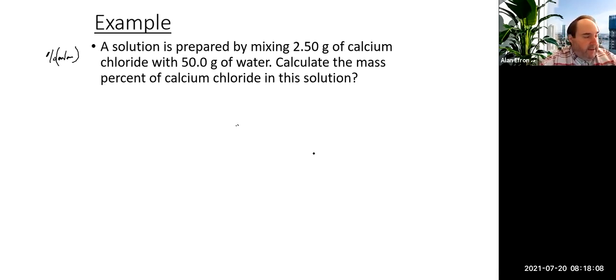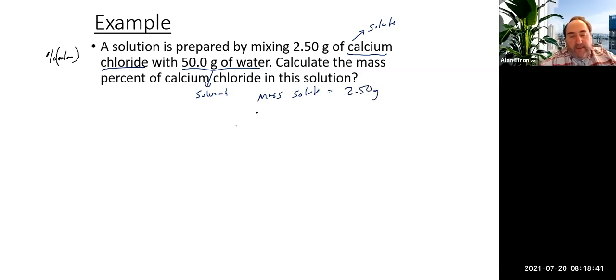Okay, let's take a look here. So we're making a solution by taking 2.5 grams of calcium chloride with 50 grams of water. So a couple of things. First off, the calcium chloride here, which is 2.5 grams, that would be our solute. It is the smaller part of the solution. 50 grams of water would actually be our solvent. So we do have the mass of the solute given to us, which is 2.5 grams. We have the mass of the solvent given to us, which is our 50 grams.